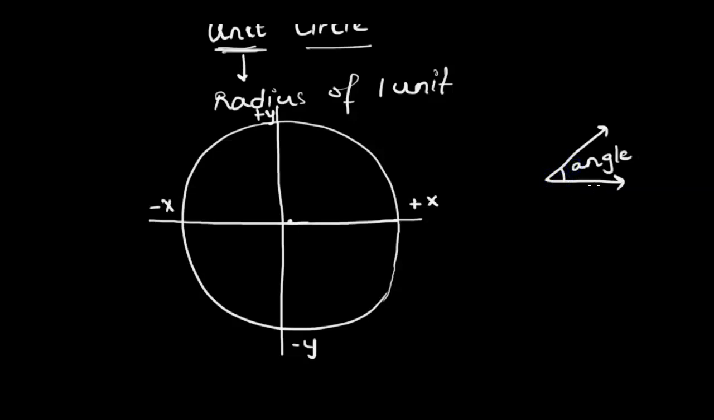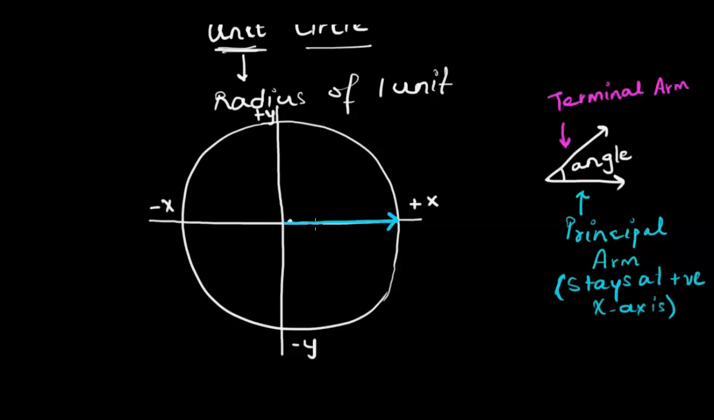In simple terms, let's call these rays arms, because trigonometry is all about angles and side lengths. So we would consider how the angles can be formed on the unit circle. The 2 arms that will form an angle on this unit circle have specific names. One is called the principal arm and the other is called the terminal arm. The principal arm is the arm that would always stay at the positive x-axis, whereas the terminal arm is the arm that is going to move around on the unit circle to increase the size of the angle.